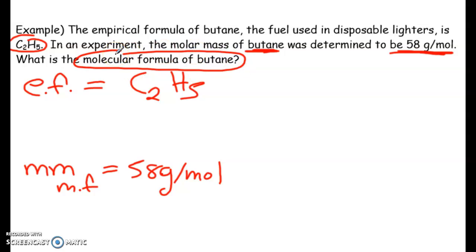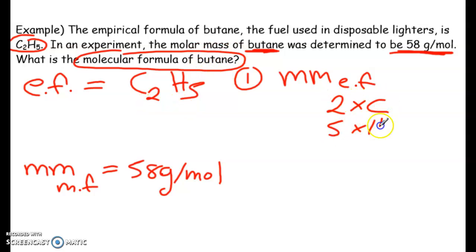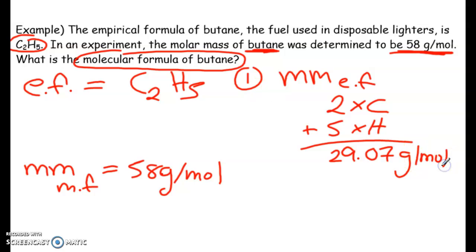So the first thing we're going to do, step one, we need the molar mass for the empirical formula, which is given to us. So we have 2 carbon and 5 hydrogen. We get that from the periodic table. So 2 times 12.01 plus 5 times 1.01. We get here a molar mass of 29.07 grams per mole.